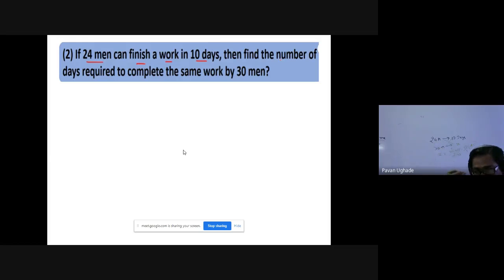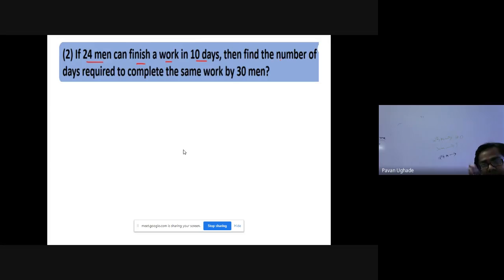They have to apply simple logic, which is the basic concept I have taught. You are not going to do this kind of thing. Okay, I'll tell you how. 24 men require how many days? 10 days. So they are asking, 30 men can perform in how many days? See, you can simply apply this. If there are 24 men, what is their job in one day?